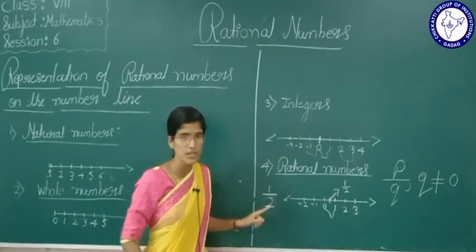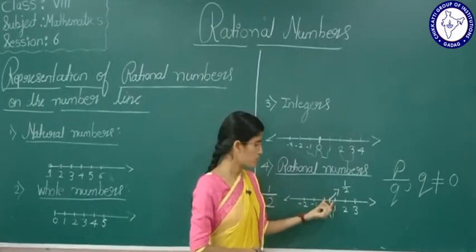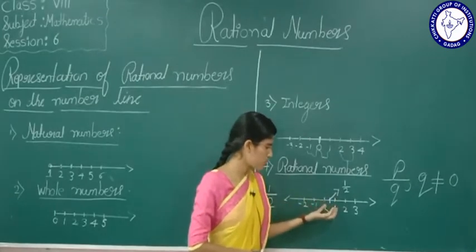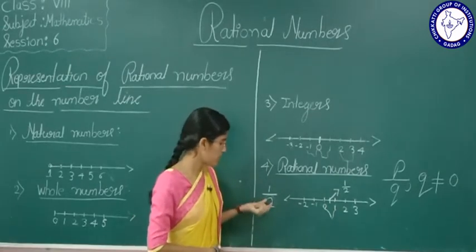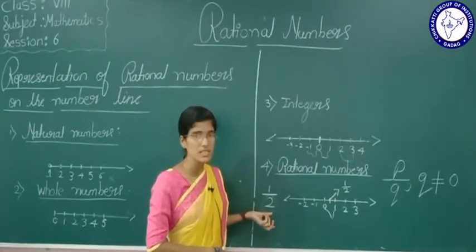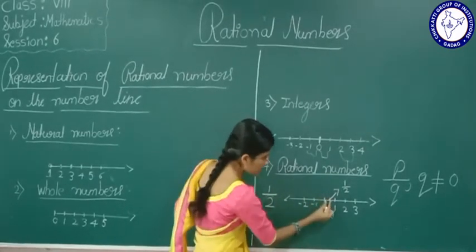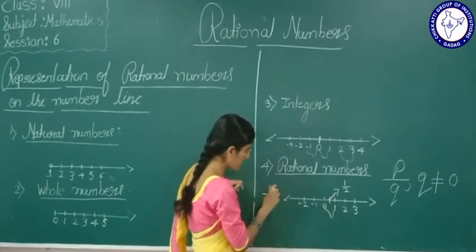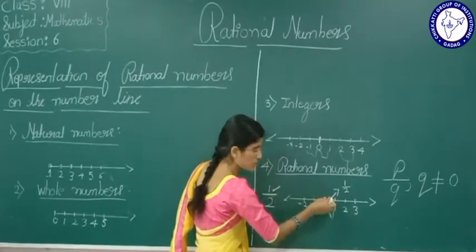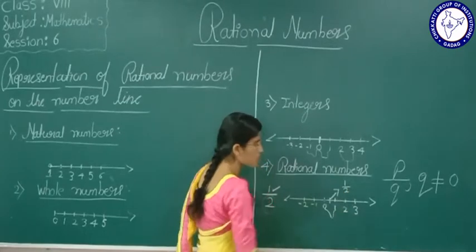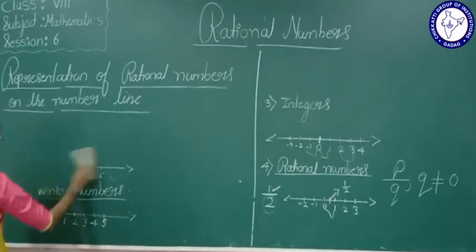Once more I will repeat. You know that 1 by 2 will lie between 0 and 1. You should have an idea where 1 by 2 will lie. Then how to represent this exactly? The denominator tells us how many parts we have to divide this into. Here 2 is there, so divide this into 2 equal parts. The numerator tells us how many parts to be considered. Here 1 part we have to consider. 1 out of 2 is nothing but 1 by 2. Similarly we will see how to represent 1 by 3 on the number line.